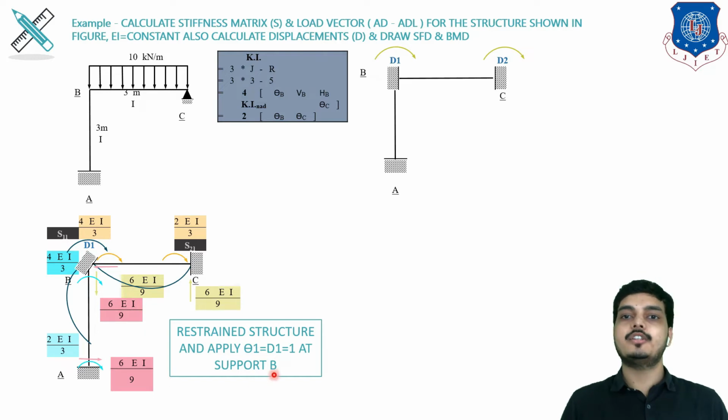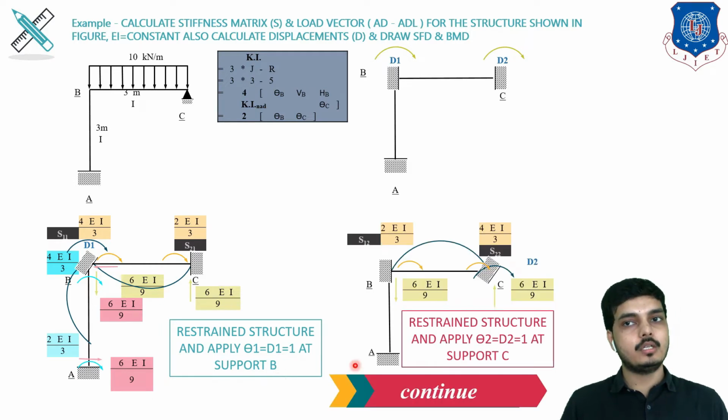Here what I did: restrained the structure and applied theta 1 equals D1 equals 1 at support B. In the same way we will do it for support C. Here you can see that clockwise D2 has been applied. Where the moment has been applied there will be 4, at the opposite end it will be 2, with its respective moments and opposite reactions. This is the basic step which we were doing in the previous beam type of sum, the same way, but it is a frame.